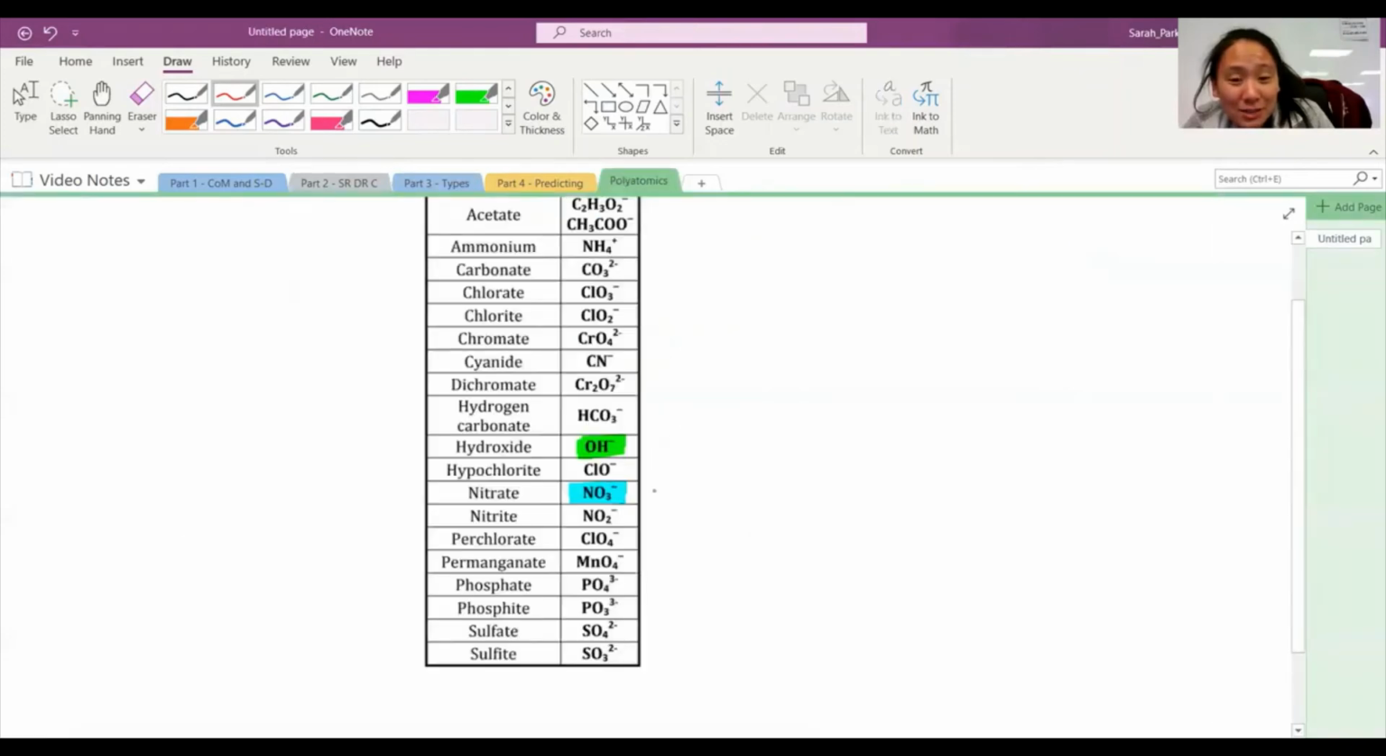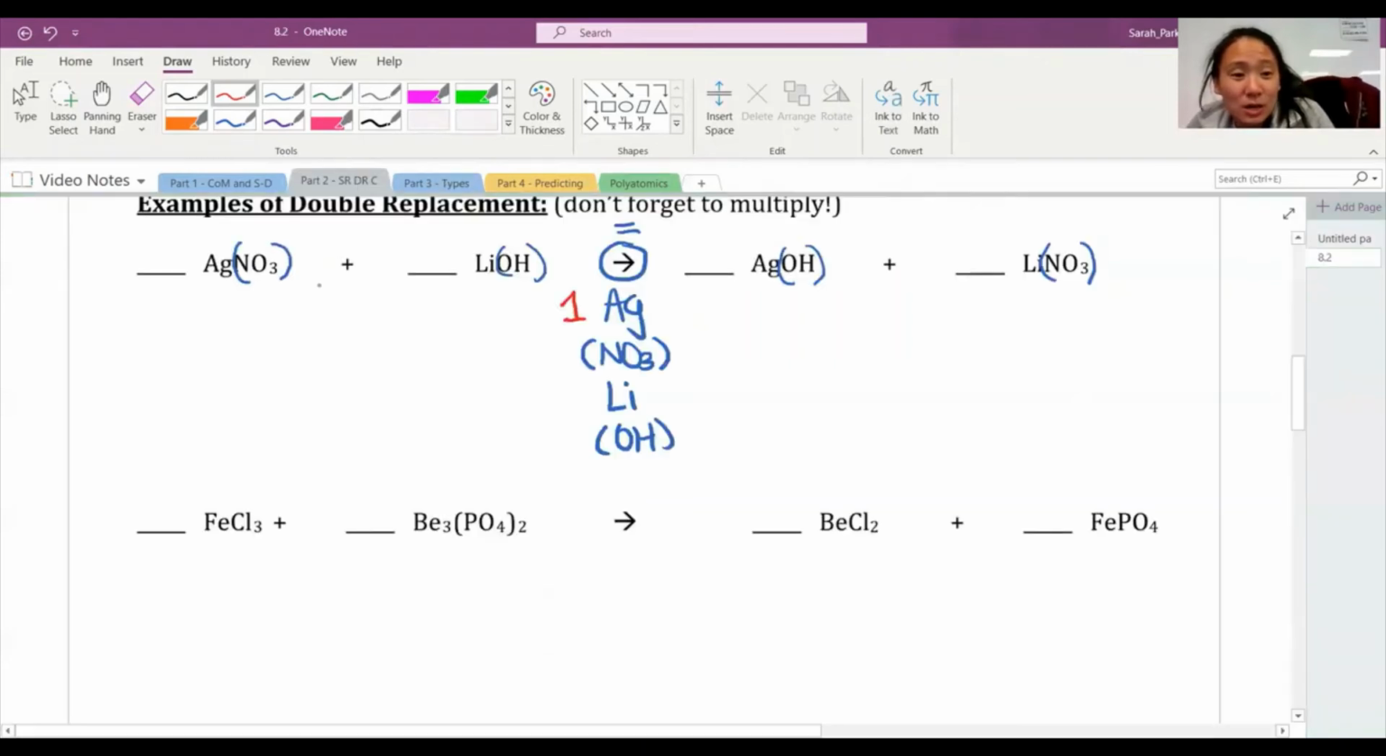Now, NO3, right? Do you see how 3 is on the inside of the parentheses? So you always look on the outside to see what number you have. So here, I have only 1 nitrate because 3 is on the inside. That's part of the polyatomic. So I only have 1 nitrate. I have 1 lithium. Once again, OH, you look at the number on the outside. I only have 1 here.